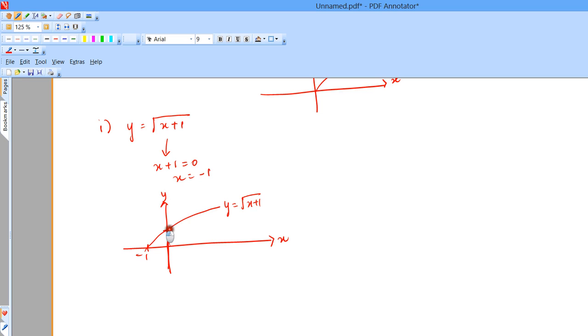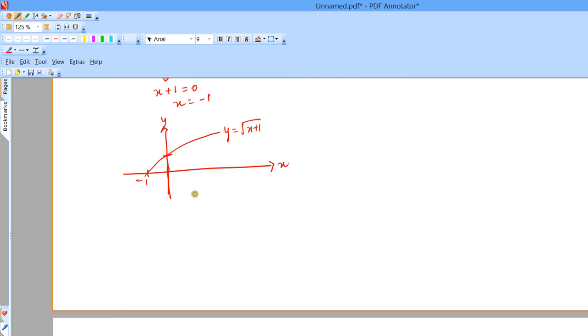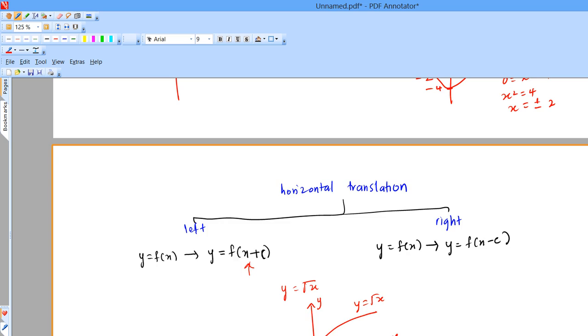Here we have the y-intercept. How to find the y-intercept? Just set x equal to 0. So we have the function y equal to square root of x plus 1. Set x equal to 0, you get y equal to square root of 1 equal to 1. So here is 1.